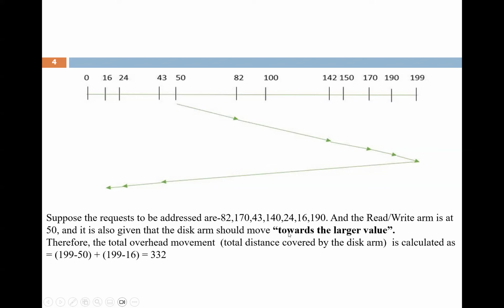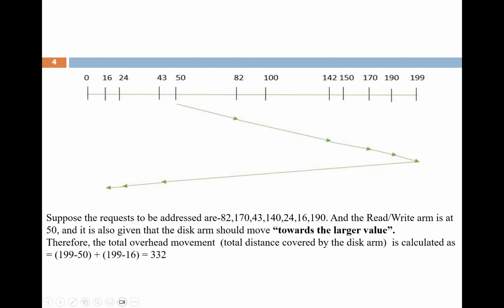As mentioned in this example, towards the largest value, it is moving from 50 to the next request, that is 82. Then it goes to 170, then 190, and then 199, and then it reverses its direction at the opposite end. While reversing toward the opposite end, whatever requests come in its path, it serves those requests in between. For example, the requests 43, 24, and 16, it is serving.